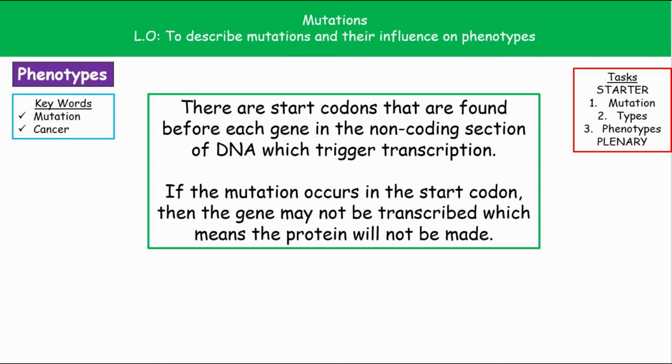So what we see is if we have a mutation in the start codon, then the gene may not be transcribed at all, which means the protein will not be made at all. So this means that we just wouldn't make a particular protein as a result of that mutation.